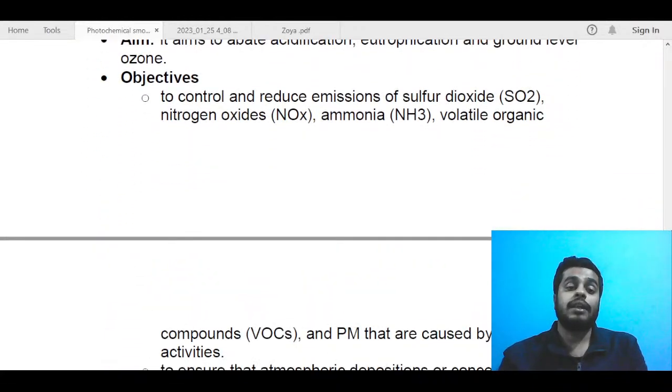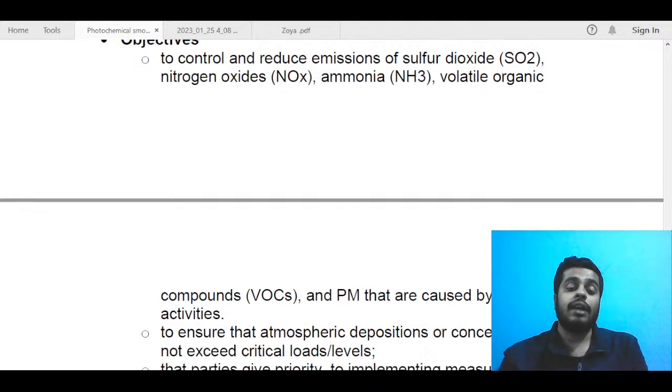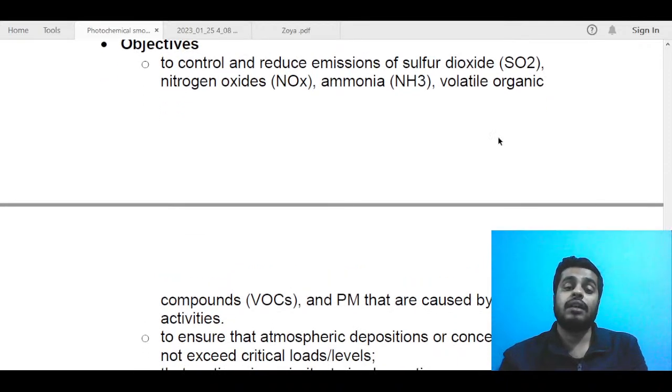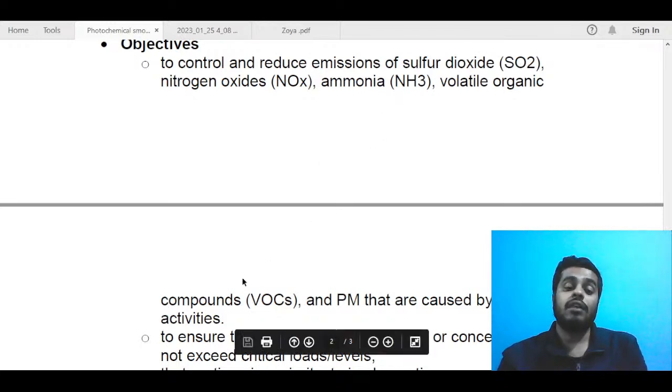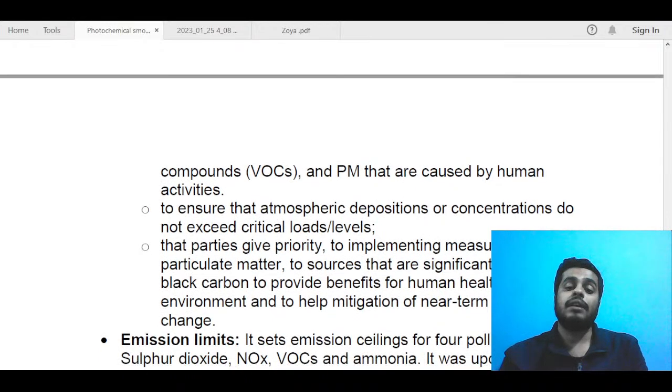Next, we talk about the objectives. The objectives of this protocol were to control and reduce emissions of sulfur dioxide (SO2), nitrogen oxides (NOx), ammonia (NH3), and volatile organic compounds that are caused by human activity. So these were the four basic chemicals that were to be contained by this protocol: SO2, NOx, NH3, and VOCs. But later, in 2012, they amended it and included black carbon and particulate matter (PM) in their list of compounds that they needed to reduce or abate.